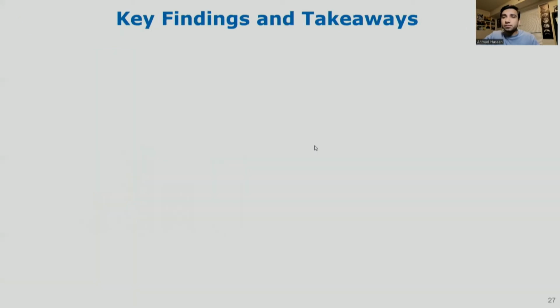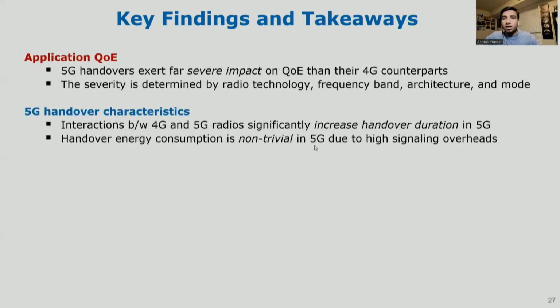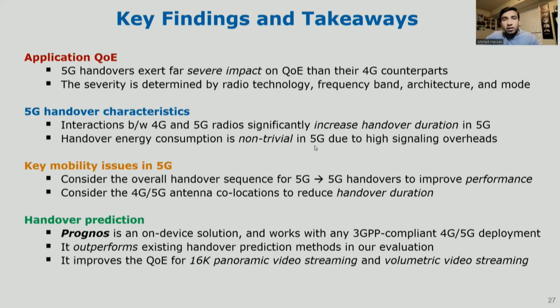Coming to the key findings and takeaways, we find that 5G handovers severely impact application QoE, and the level of severity depends on multiple factors. We also show that handover durations are long in 5G due to the interactions between 4G and 5G radios, and handover energy consumption in 5G is non-trivial. We also highlight handover performance issues in 5G, and we also suggest improvements. And finally, we design an on-device handover prediction system that outperforms existing prediction methods, and we also demonstrate its usability.